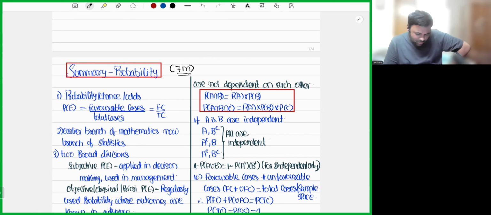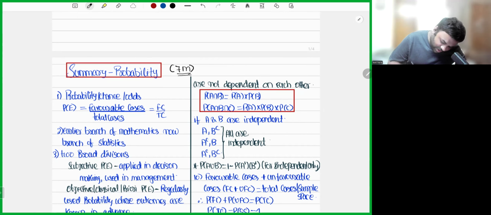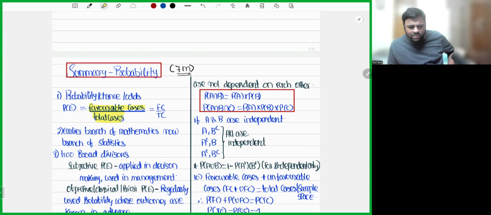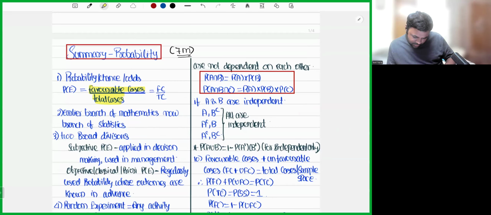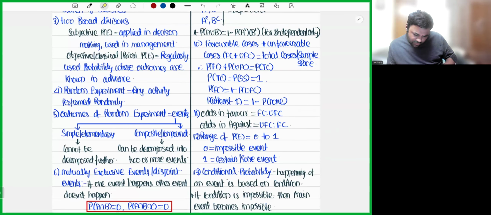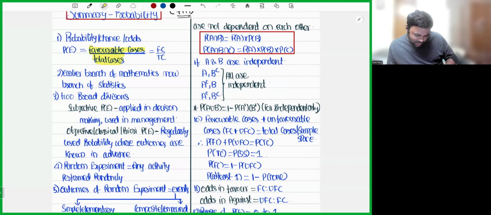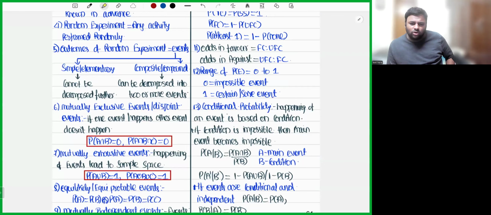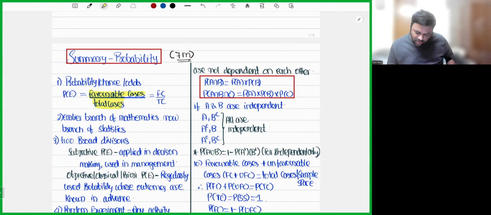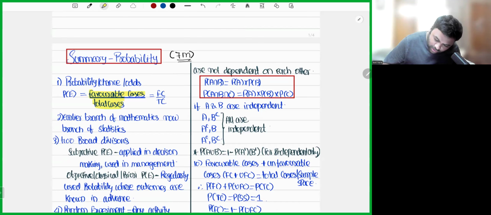Okay. This probability, my dear friends, you'll write it as favorable cases by total cases. You'll do favorable cases divided by total cases. We call it as probability. So what are favorable cases? Cases which are favoring your event. Cases which are favoring the event are called as favorable cases. Sir, what are total cases? Total amount of cases are called as total cases. This favorable cases plus total unfavorable cases, if you do, you get total cases or sample space.